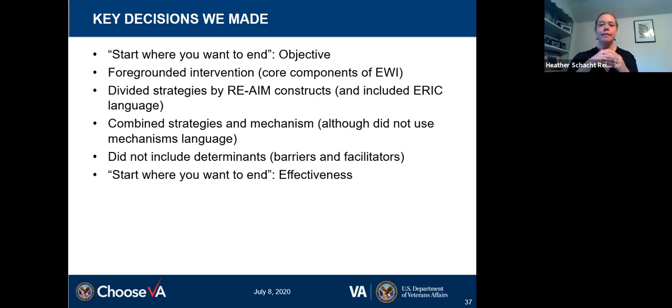And then to me, starting where you want to end also was pulling out effectiveness from REAIM and putting that as the end, with objectives and effectiveness as the bookends. So that really could pull out and draw your attention to those areas quickly.